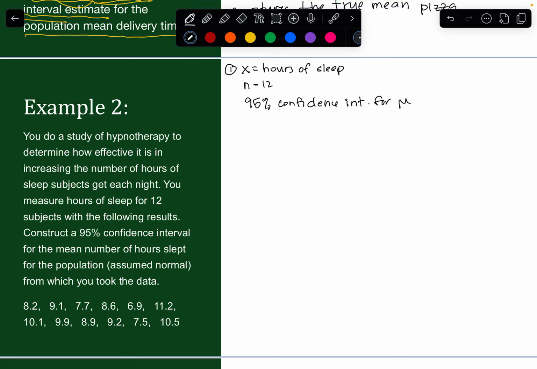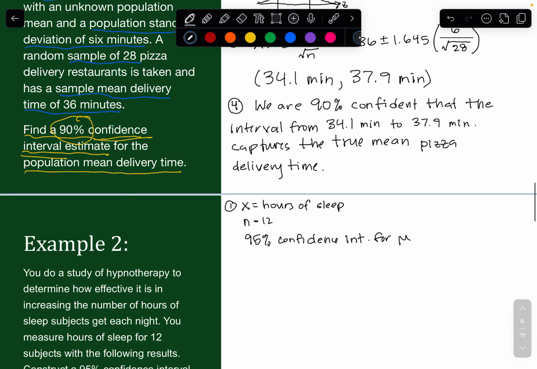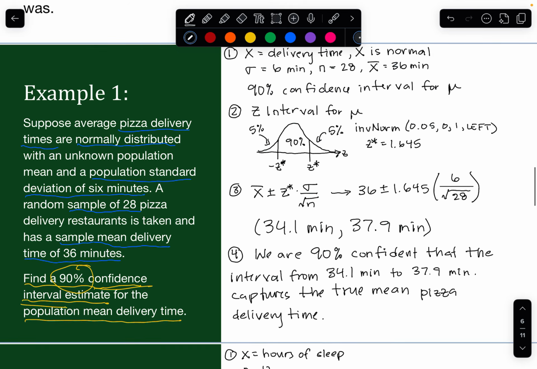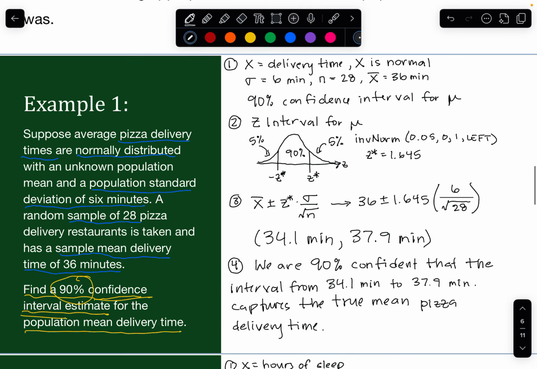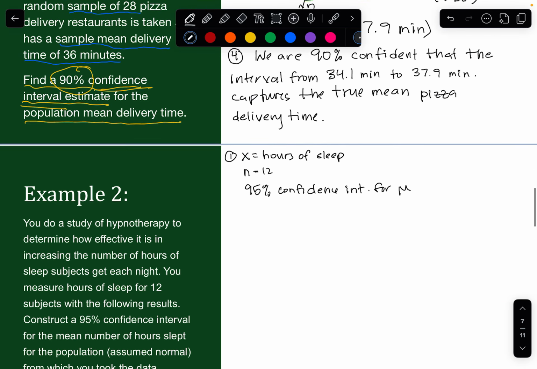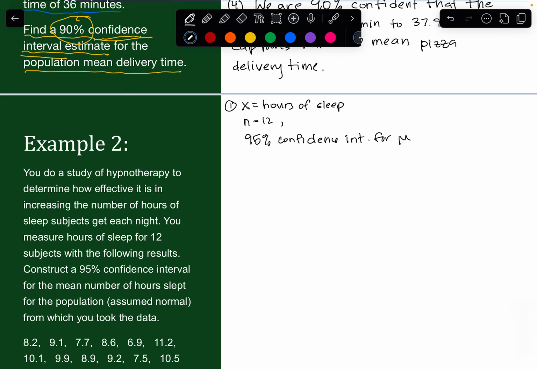And I'm not given any other information. I'm given raw data. I know from experience, if I go back up, when I do this, I need a standard deviation. I need a sample mean. So I'm going to use my calculator to find an x bar. Nowhere in that question, if we read through it, was I given a population standard deviation, meaning I don't know my population standard deviation, so I'm going to need to use my calculator to find a sample standard deviation.